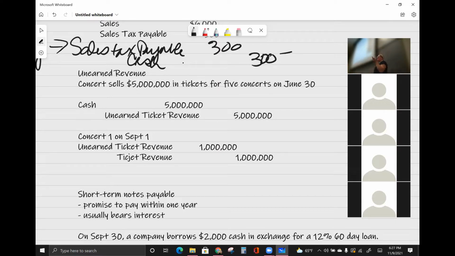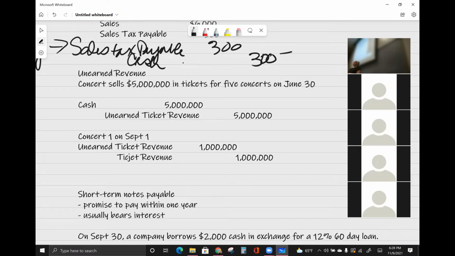They may have an account for each one of those 5 concerts. They may use one account. It depends on how they want to keep track of it. If they feel it's easier to have sub-accounts under a concert revenue account, they may do that so they can keep track of, okay, how much was for this one? We're going to say this is even. We're saying five concerts, $5 million, it's all even. But let's just say it wasn't. And I have to keep track of that.